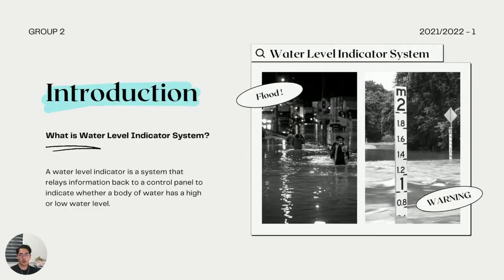First of all, what is a water level indicator system? A water level indicator system is a system that relays information back to a control panel to indicate whether a body of water has a high or low level.